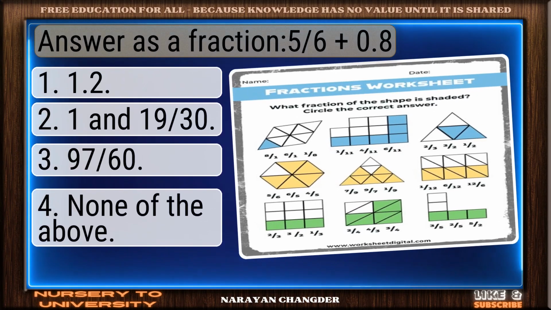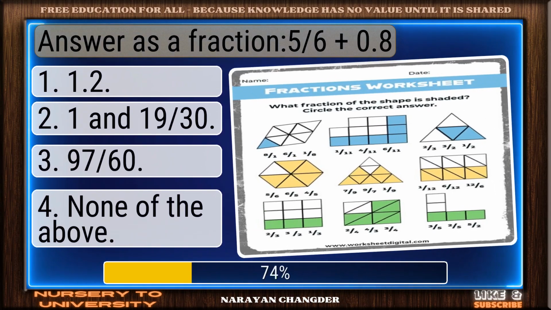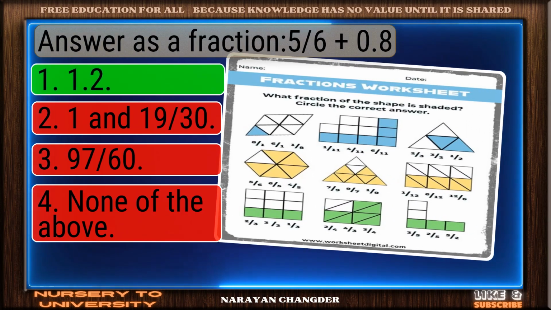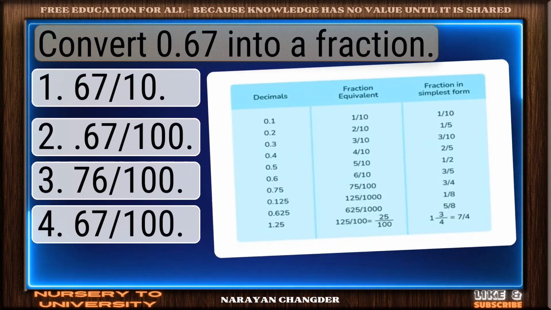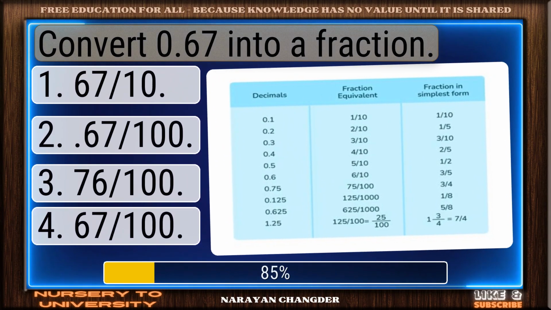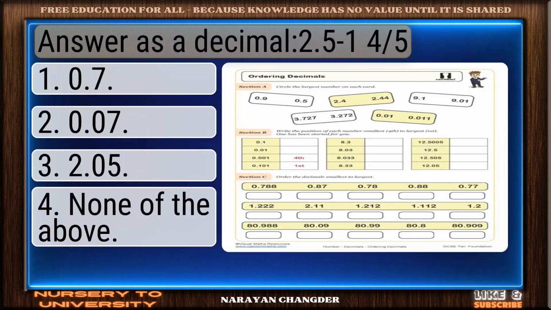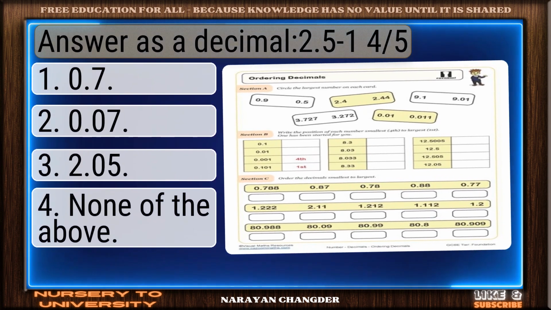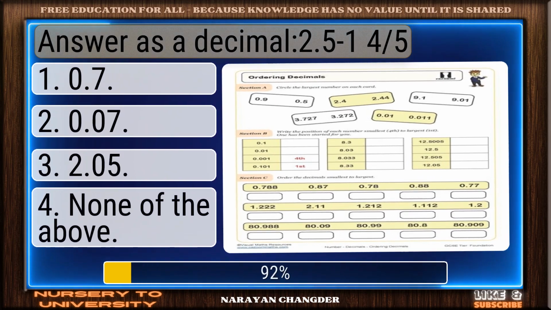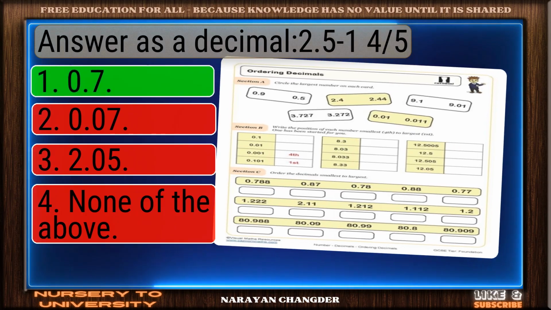Question number 70. Answer as a fraction 5x6 plus 0.8. Correct response. 1.2 is the most accurate answer. Question number 71. Convert 0.67 to a fraction. Good thinking. 67 and 100 is the right answer. Question number 72. Answer is a decimal 2.5145. Excellent choice. 0.7 is the right answer.